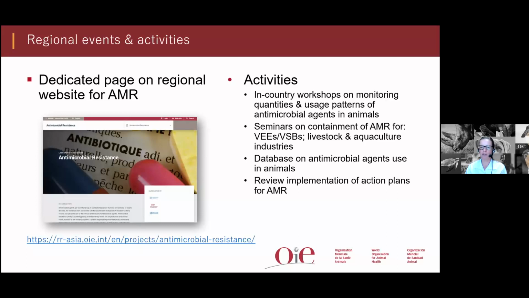So we have some in-country workshops on monitoring quantities and usage patterns of antimicrobial agents, various seminars on containment for different stakeholders like veterinary education establishments and livestock and aquaculture industries. Also some training on the database that I mentioned, and reviewing implementation of action plans.